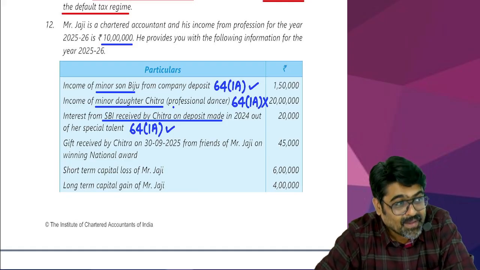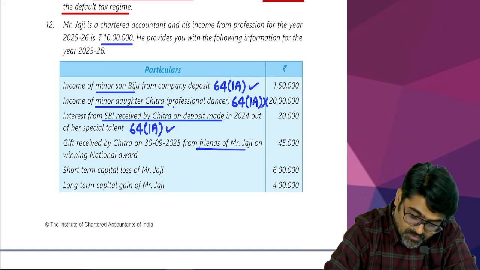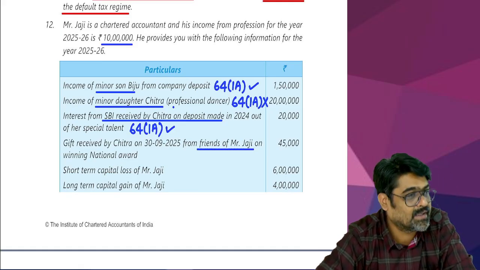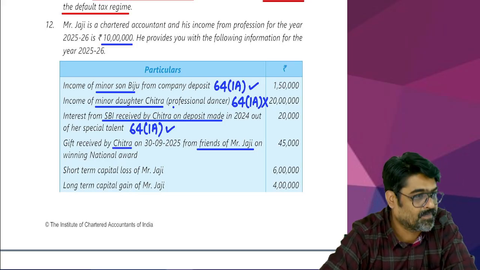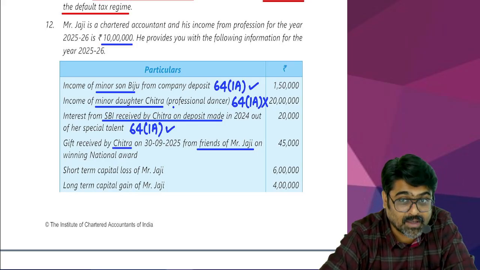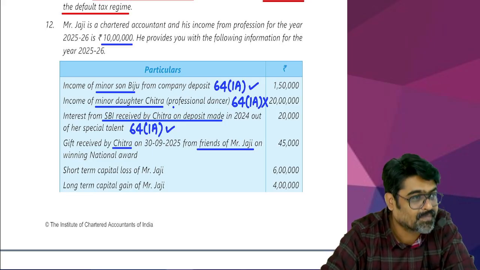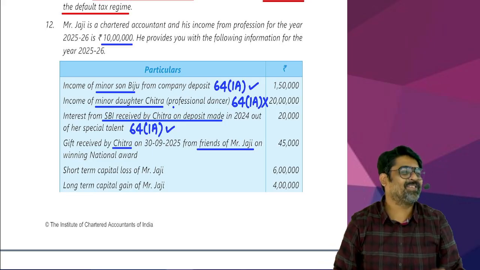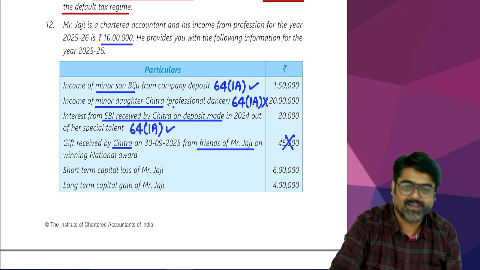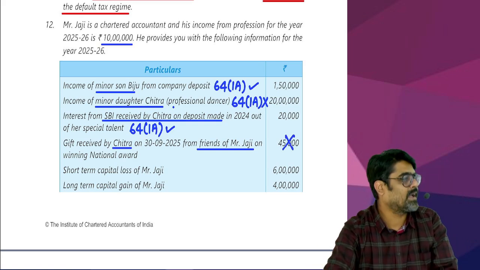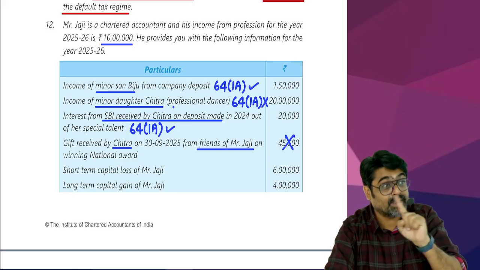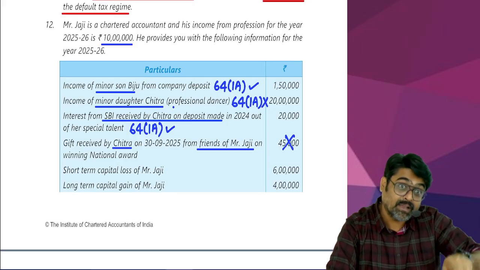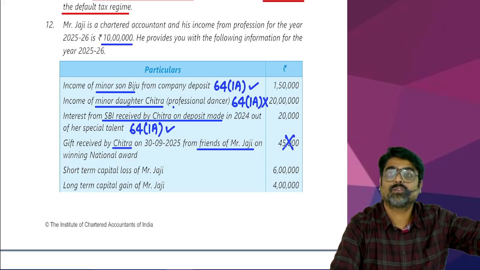Now tell me, Chitra is receiving a gift from friends of Mr. Jaji. The friends of Mr. Jaji are not relatives of Chitra, so the gifts are received from non-relatives, and the amount is not more than 50,000. So the gift is not taxable, and if the gift itself is not taxable, then there is no need to club it. But if this gift was more than 50,000, then the gift would have been taxable also, and then we would have done the clubbing also. Yes or no?